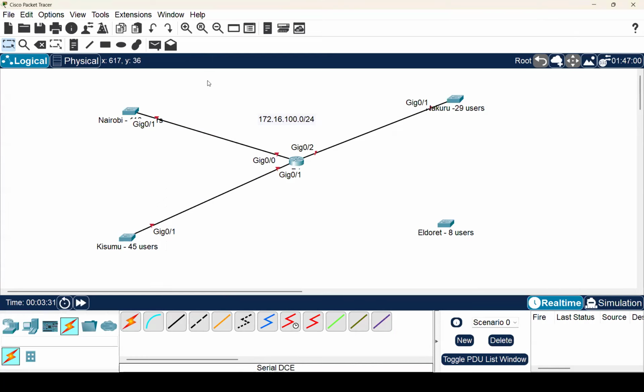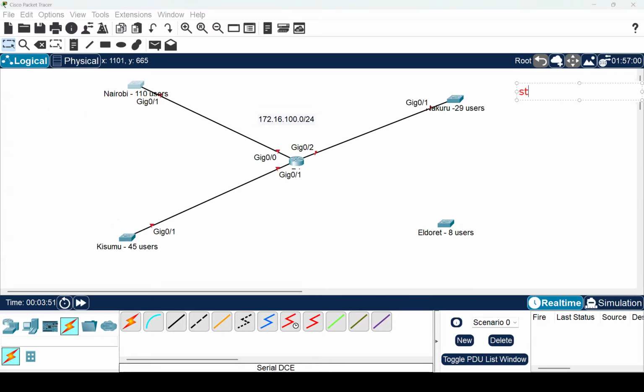So we now need to do subnetting here. But make sure that 110 users, let me just put this one here so that you see the number of users: 110, 45, 29 and 8. So the approach here now, what you do, you start by subnetting the largest subnet. And in this case, the largest subnet is Nairobi.